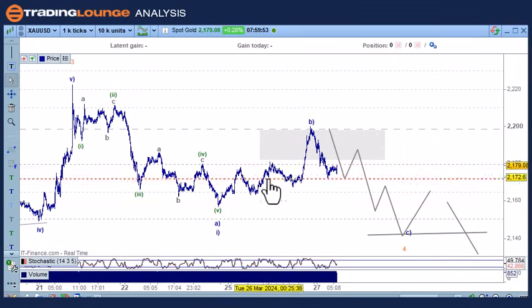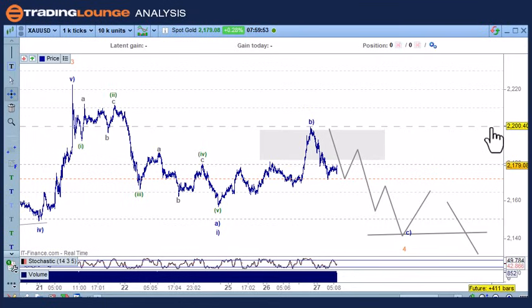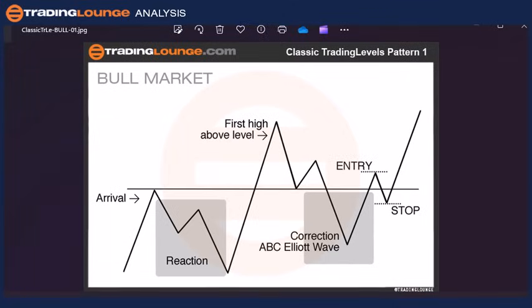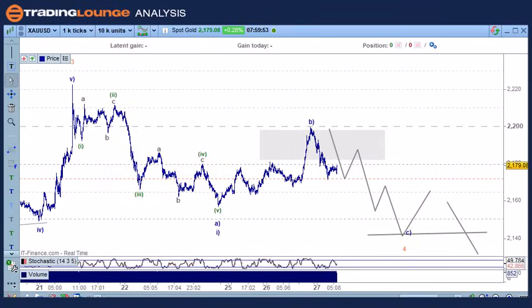Can we just continue to move up from there? Well, anything is possible, but this five-wave structure here isn't the best, but it's sort of okay. It doesn't really matter. We wouldn't go long unless we had a classic trading levels pattern on the 2-2 here anyway. So on this 2-2 here, we would need to see something like this across the 2-2 here, so we'd still need to wait for the first high above the level and then start working it down on that side. So it's just not there yet.